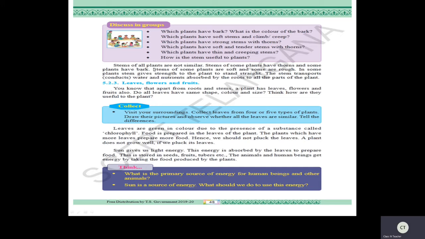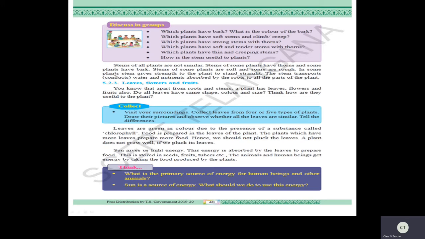So stems of all plants are not similar. Do you agree, children? Yes, all are not similar. Stems of some plants have thorns and some plants have bark. Yes. So just like thorns, you can see our bougainvillea plant, that is paper flowers, and also you can see our rose plants, right?